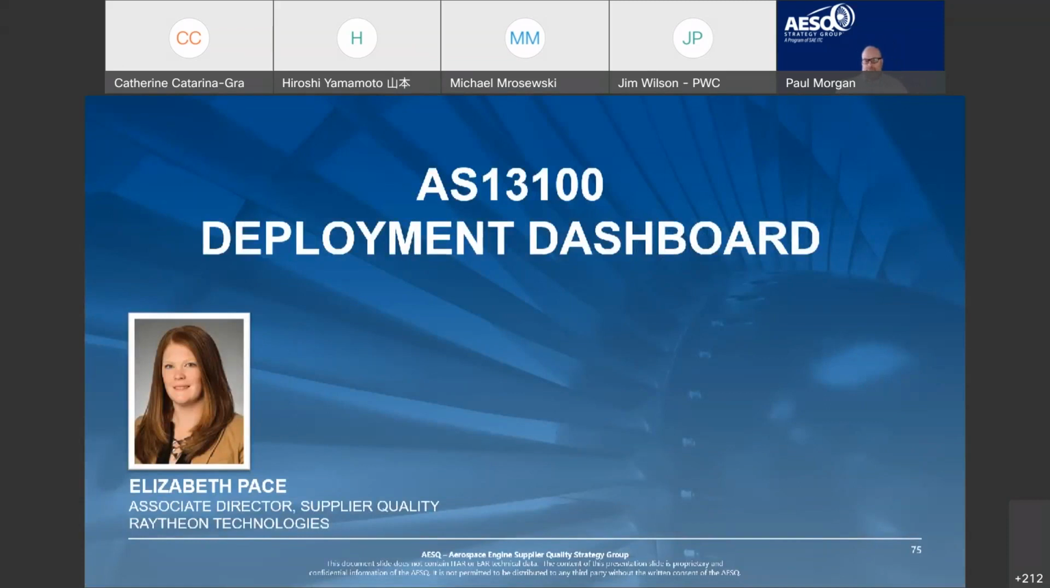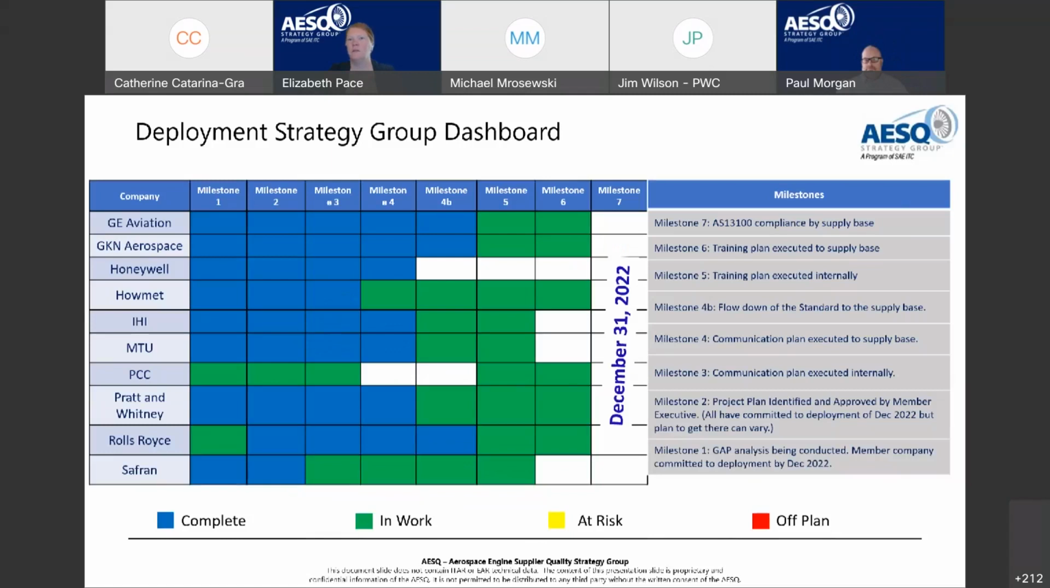Okay, thank you, Paul. Next slide, please. Okay, so you have seen a few of our member companies and how they're specifically working on deployment internally. A big thank you to Hiroshi Yamamoto, Michael Morosky, Katarina Grafka, and Paul Morgan for those focused presentations. As you can see, each of the 10 member companies are at different spots in their journey, but we are all committed to compliance on December 31st of 2022.